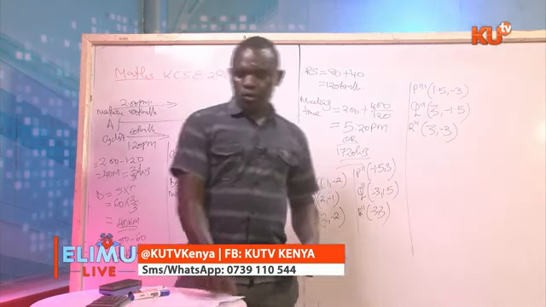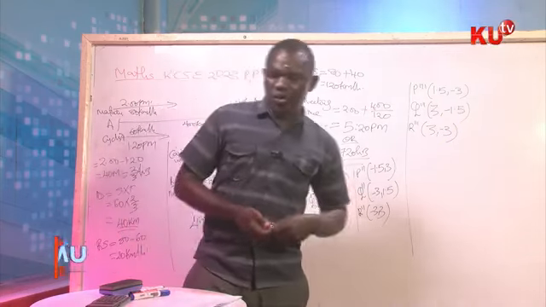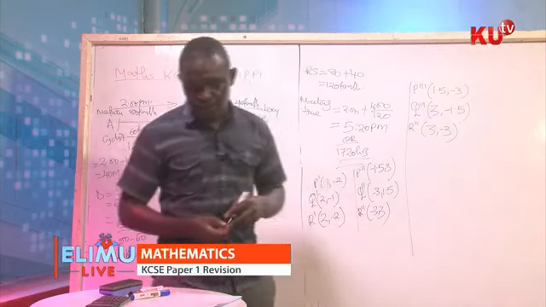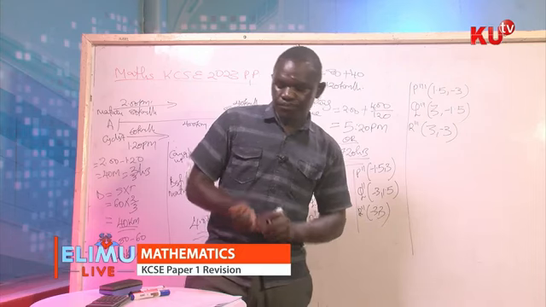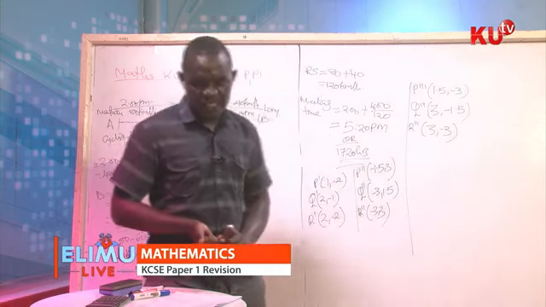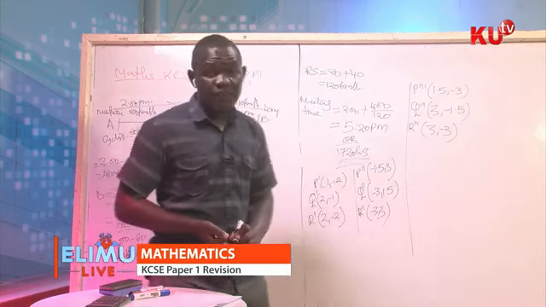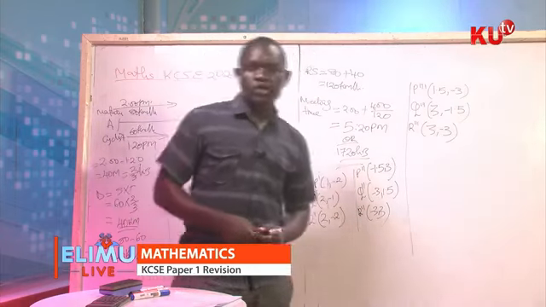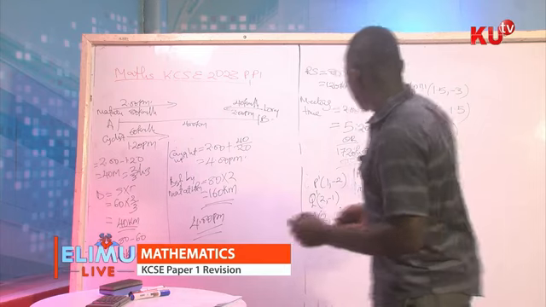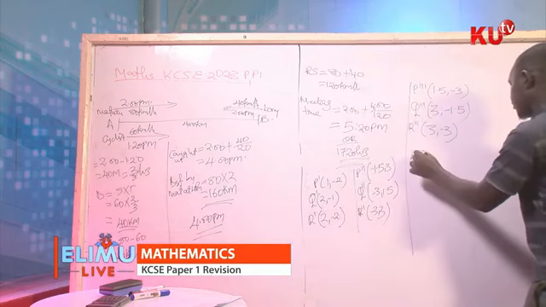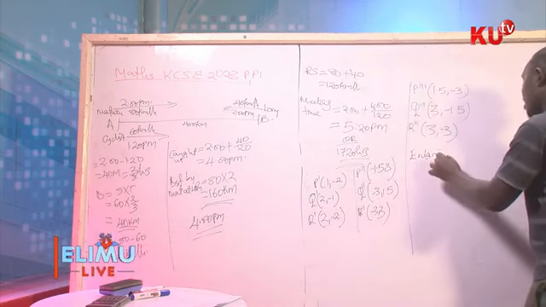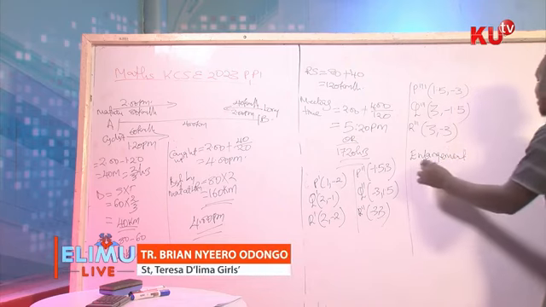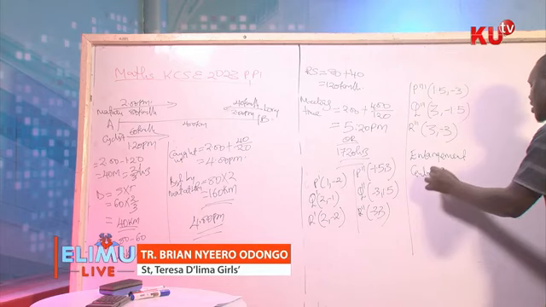Now, to describe this transformation, how do you describe an enlargement fully? To describe an enlargement fully, one, you have to state its enlargement, state the center of enlargement, then state the scale factor of enlargement. That's how you'll get your 3 marks. So first of all, you have to tell me that it is enlargement. After that, you have to give me the center of enlargement.